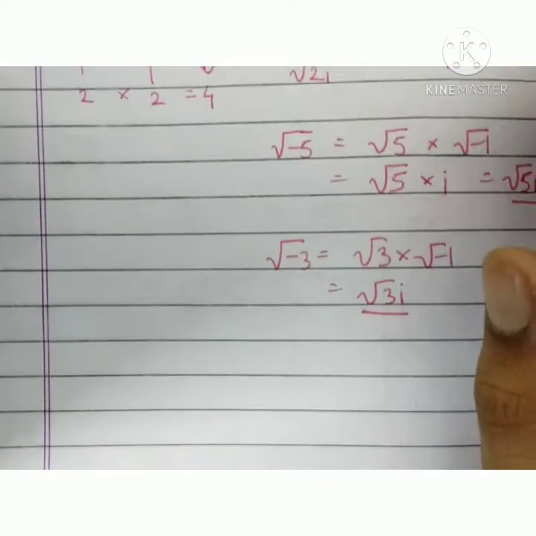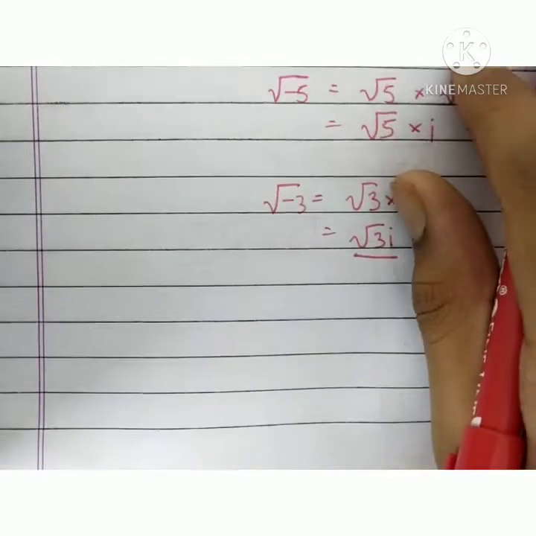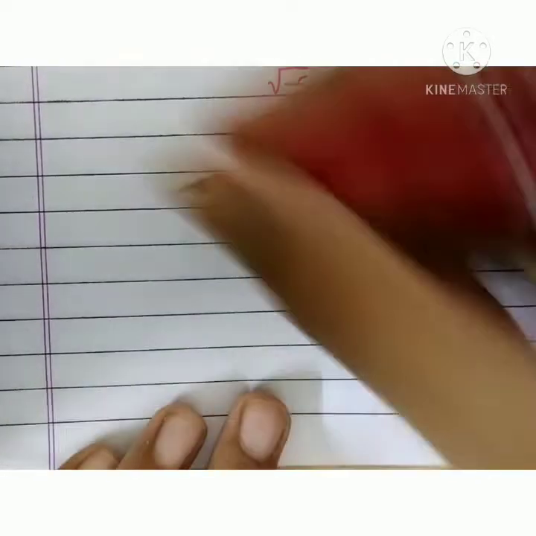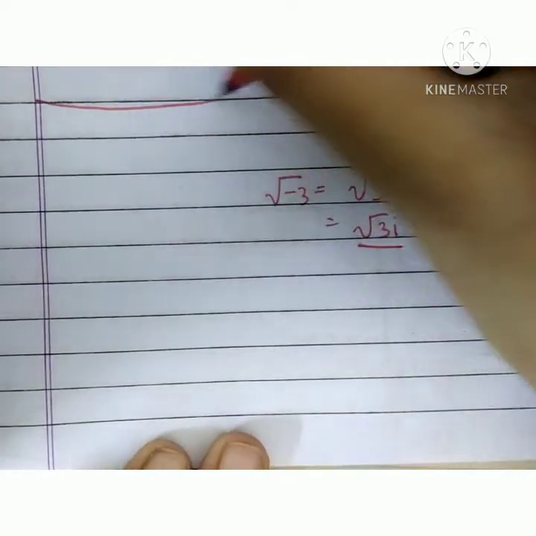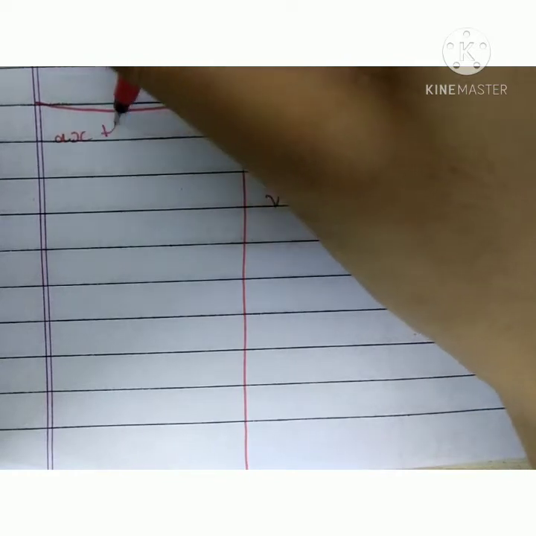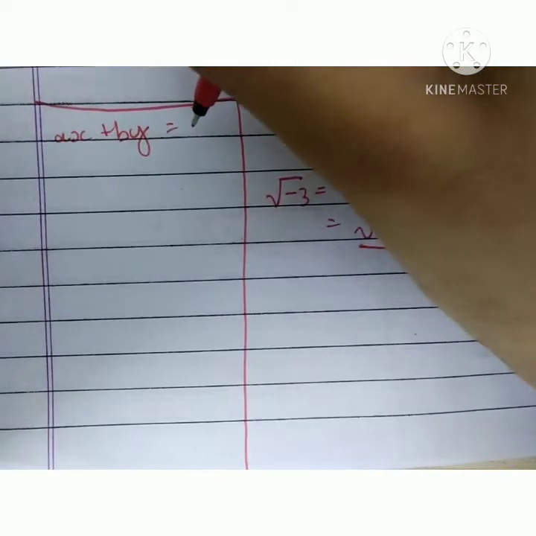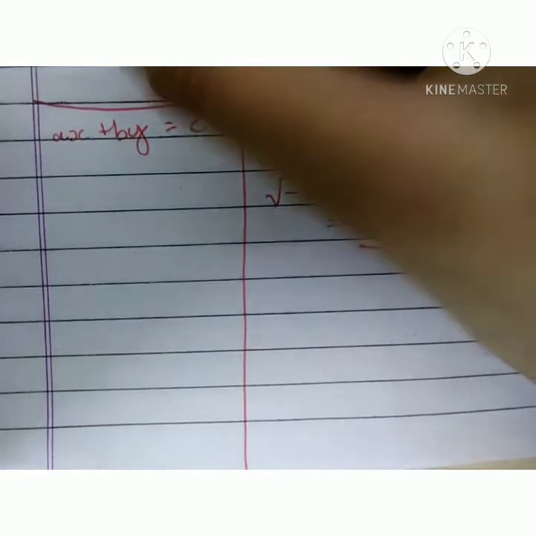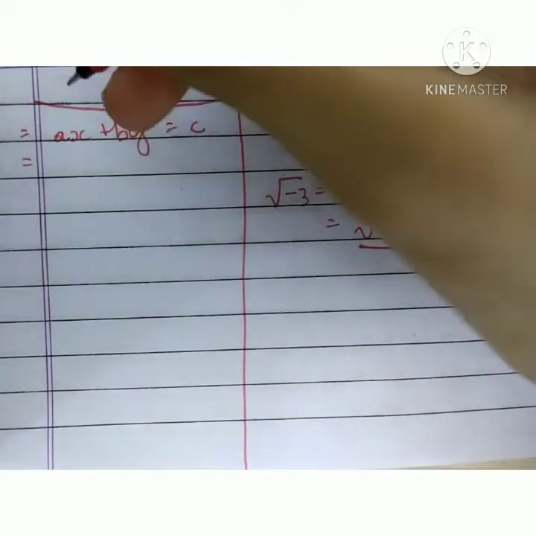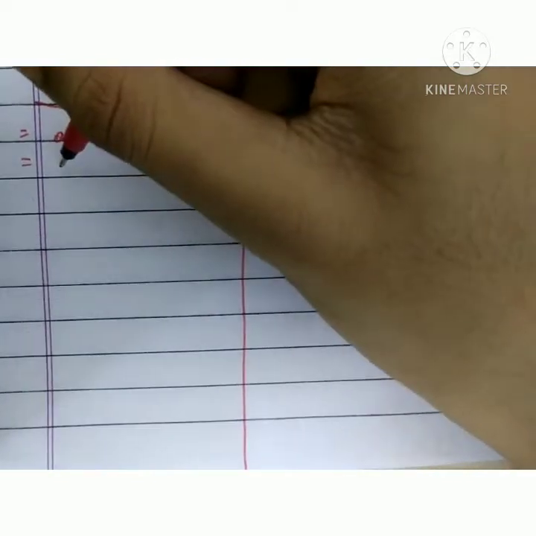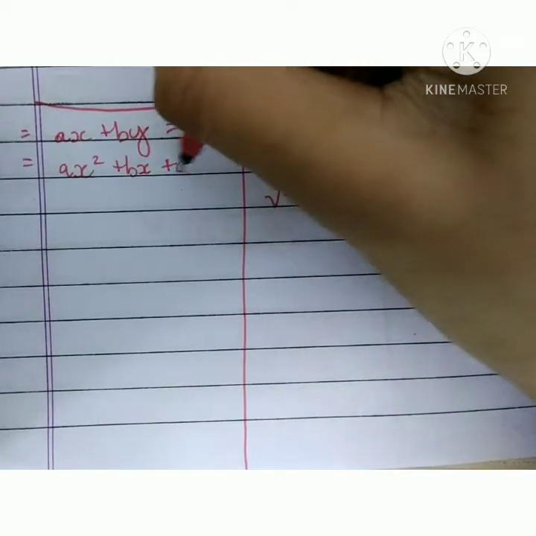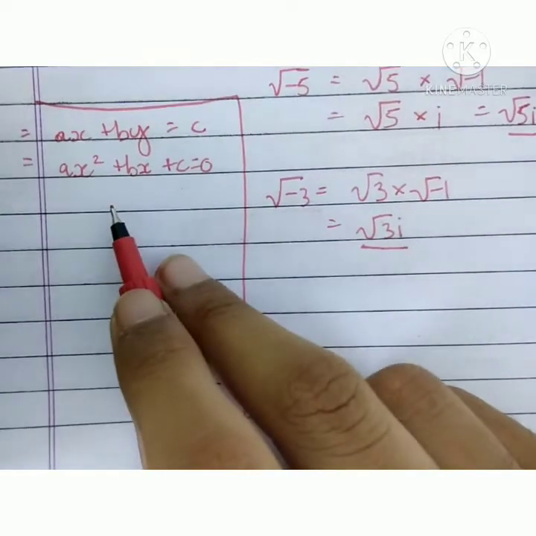For now, some of the students might be thinking, like for the linear equation in two variables, we have a general form, right? What is it? ax plus by is equal to, let's say, c. So this is the general form of a linear equation in two variables. Now let's say the general form of a quadratic equation: ax square plus bx plus c is equal to 0.